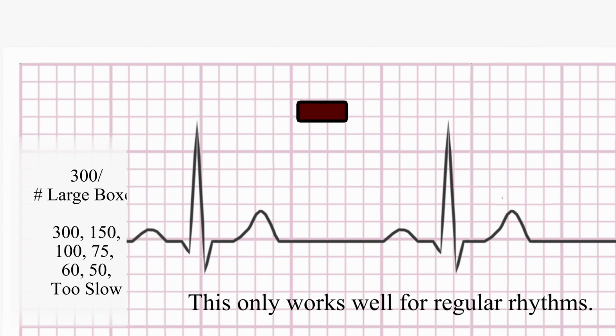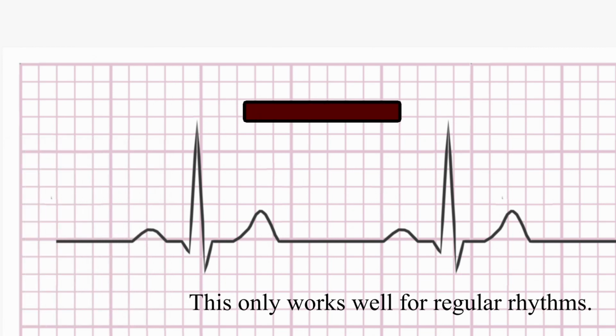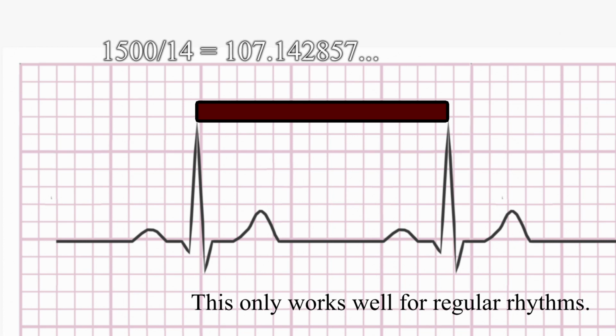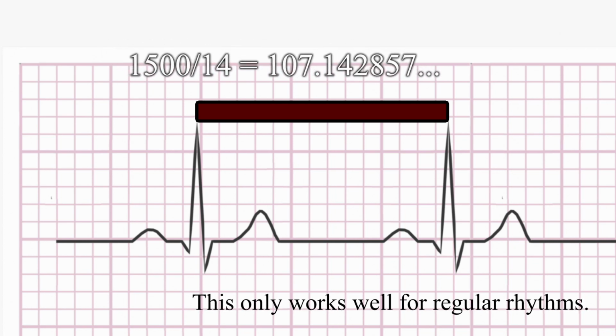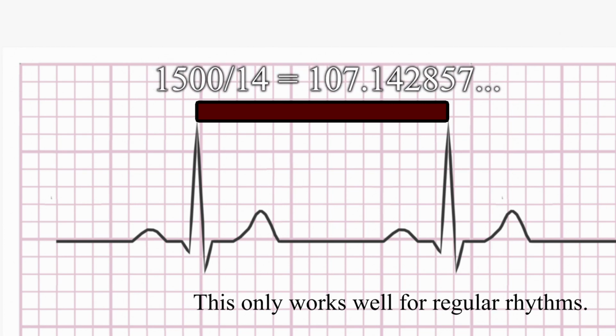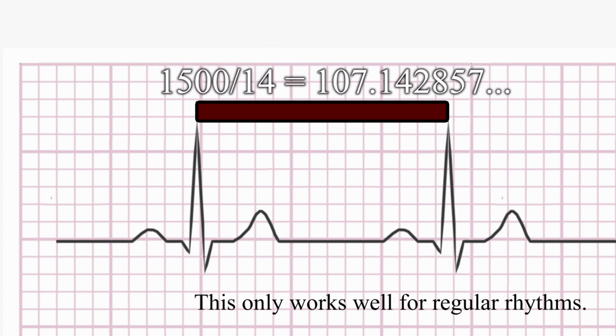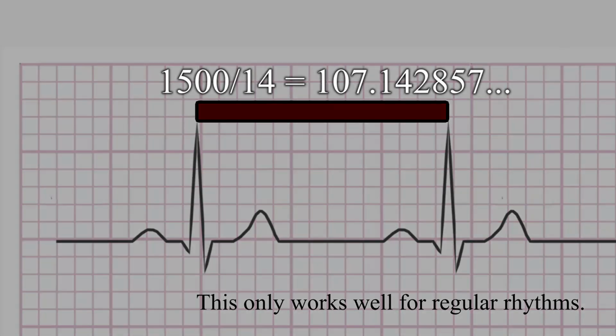If we wanted to be too precise, we could divide 1500 by the number of small boxes. There are 1500 small boxes in a minute. There are 14 small boxes here, so 107.1429. Those 9 ten-thousandths of a beat per minute are very important. If it were 7, this patient would be dead.